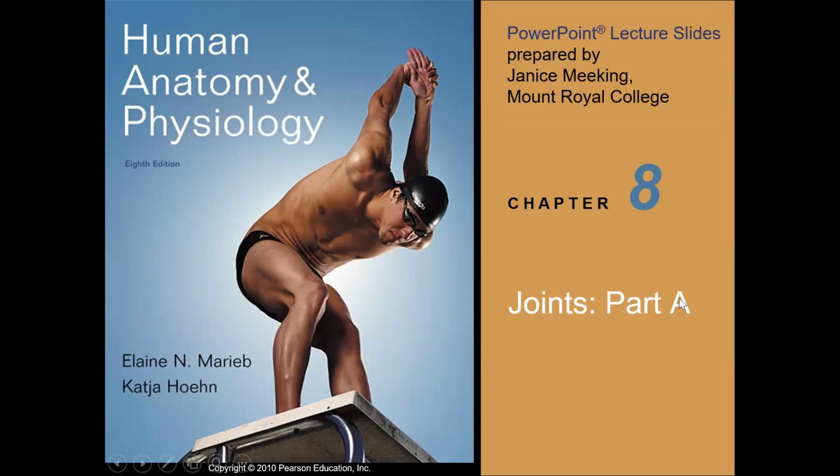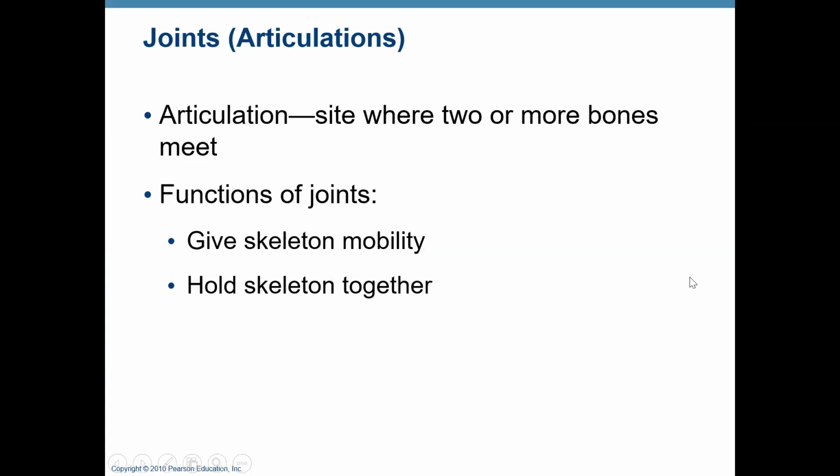All right, chapter 8. It's on joints. Joints are where two bones meet. So when two bones meet, they say they articulate. So articulation is where two or more bones meet. Your joints give skeletal mobility and they help hold the skeleton together.